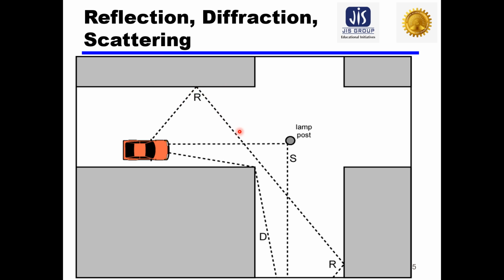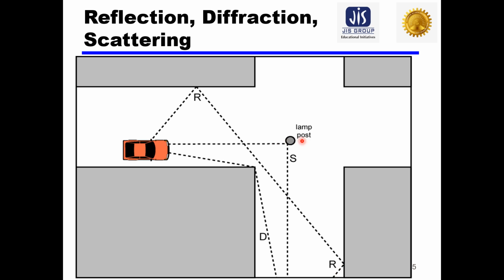So reflection: suppose the base station is in this way, then the signal will be reflected from this surface, again reflected from here and goes to this side. And what is scattering?